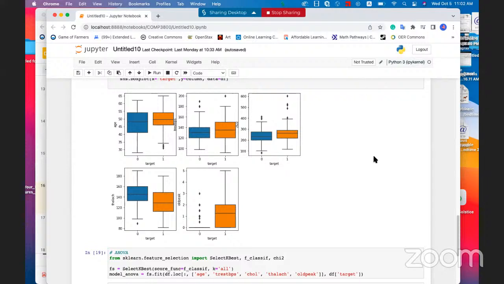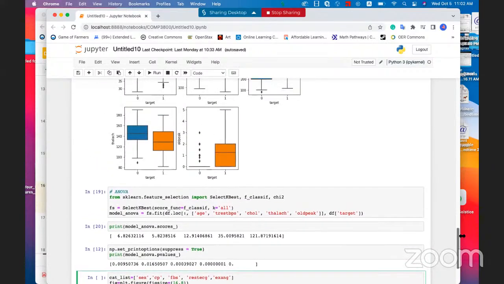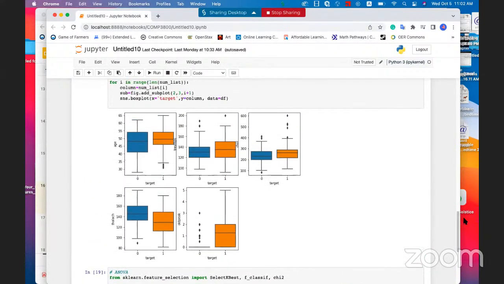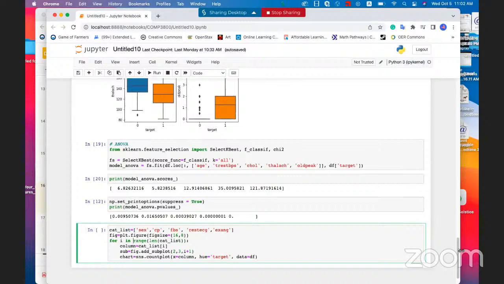Last class on Monday, we stopped here at the ANOVA test for numerical variables, and it gives us the F score and the p-values, to examine whether there's a significant difference between the two groups of the means and the variance. And if the p-value is smaller than 0.05, then that means we reject the null hypothesis, which means that there's a significant difference between the groups.